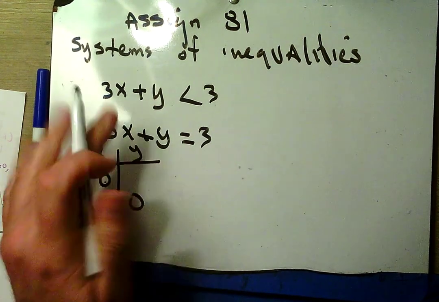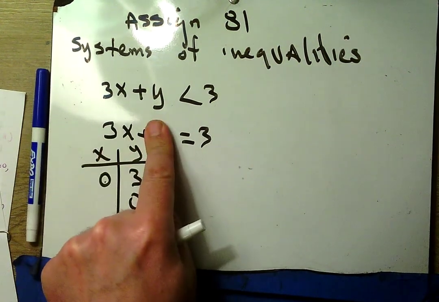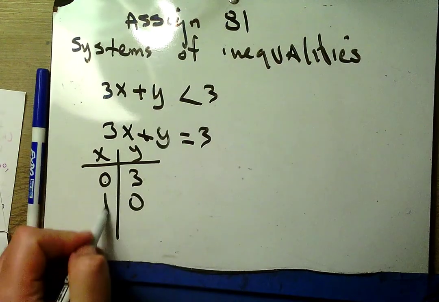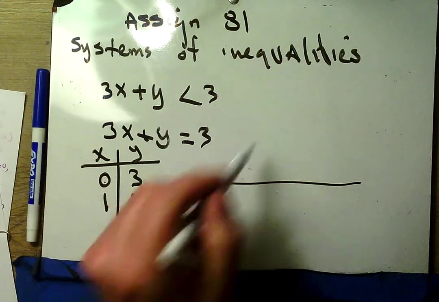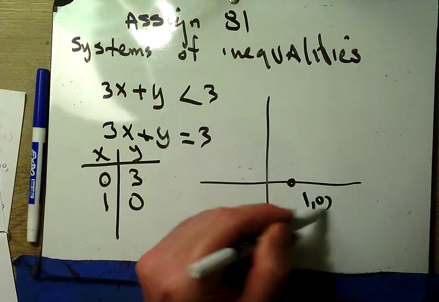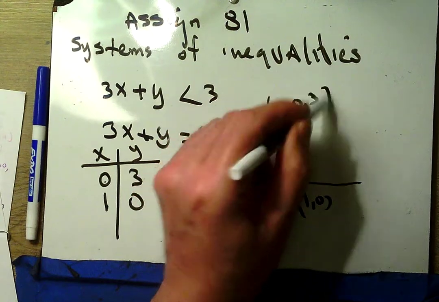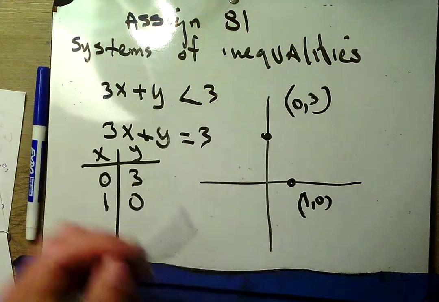If I plug in a 0 for x, I see y is 3. If I plug in a 0 for y and divide both sides by 3, I see x is 1. So I've got these points, (1, 0) and (0, 3). And so I'm going to connect these.